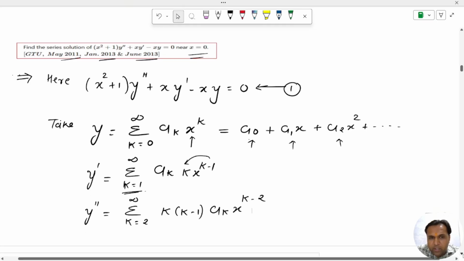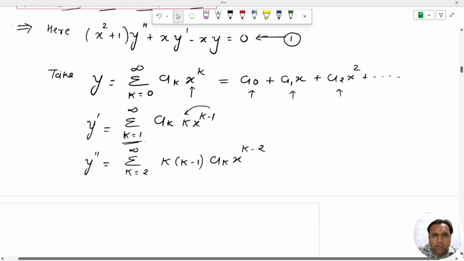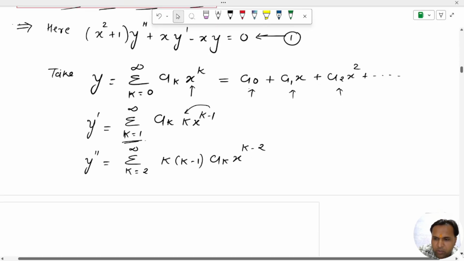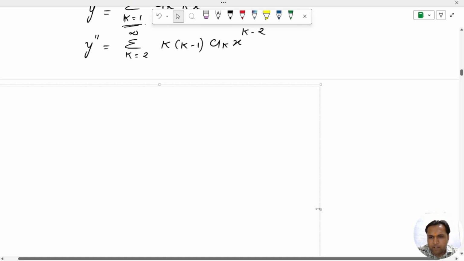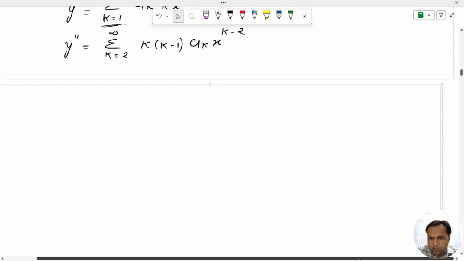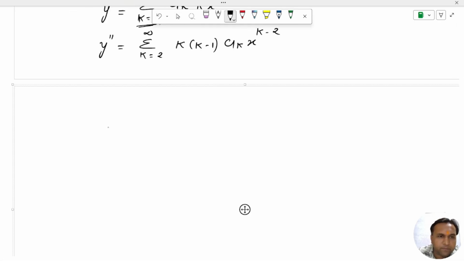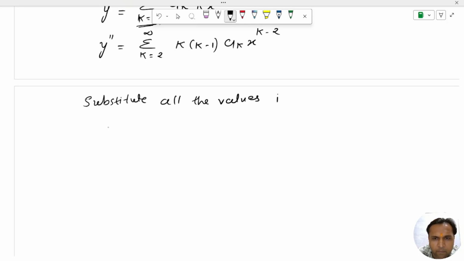Now what do we have to do? Now you just have to substitute all the values in equation 1, right? Substitute all the values in equation 1. So what is my equation 1?